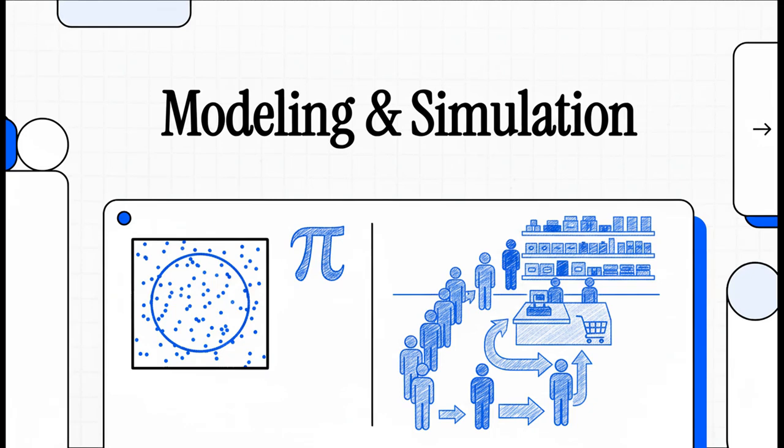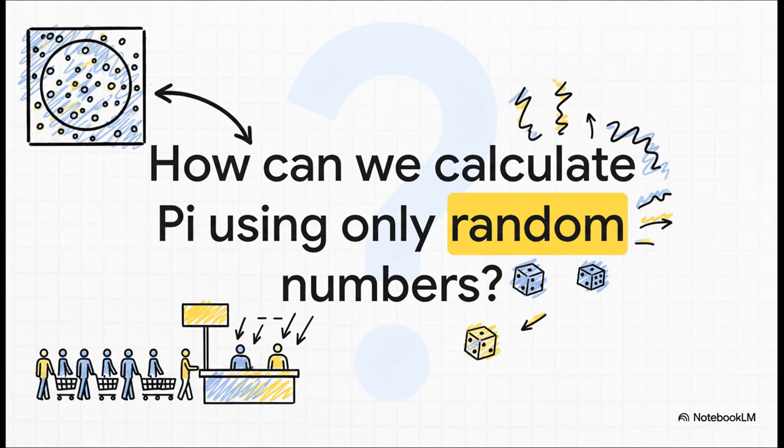Today, we're diving into something really cool, modeling and simulation. We're going to talk about how we can build these simplified digital worlds to get a better handle on and even predict our own very complex reality. And to kick things off, I've got a puzzle for you that sounds just about impossible. But trust me, stick around, because by the end of this, you are going to see exactly how a little bit of structured chaos can solve it.